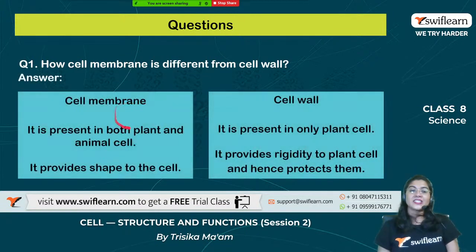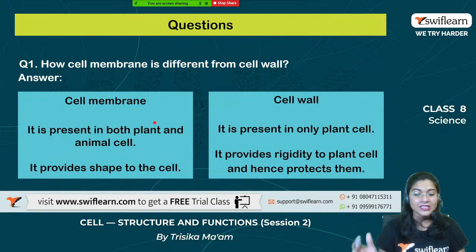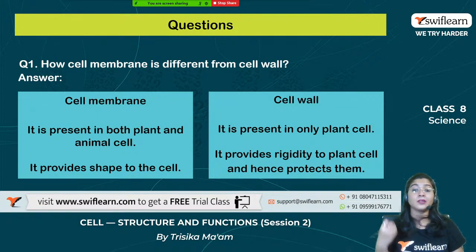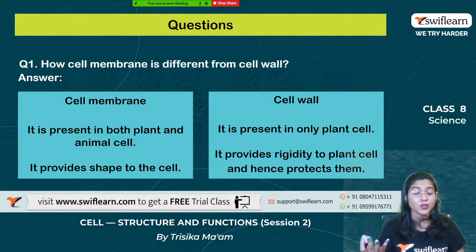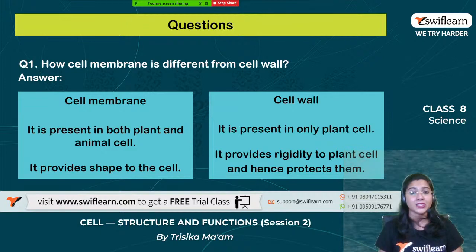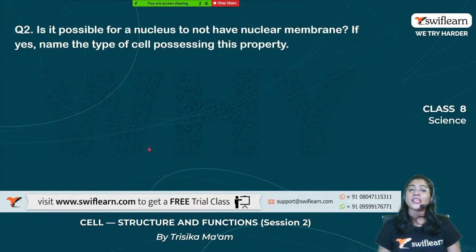Okay, so the cell membrane is present both in the plant cell and animal cell, and the cell wall is only in the plant cell, right? The cell membrane provides the shape to the cell, but the cell wall provides extra protection to the plant cells because they are exposed to natural phenomena, and it also gives rigidity to the plant cell. Clear? So these are the main differences between the cell wall and the cell membrane. Right? Now let's move on to the second question.